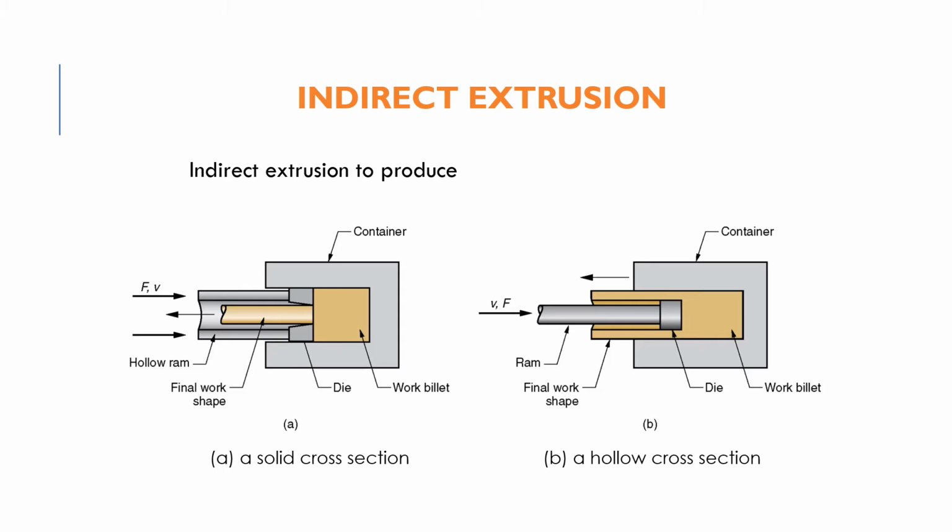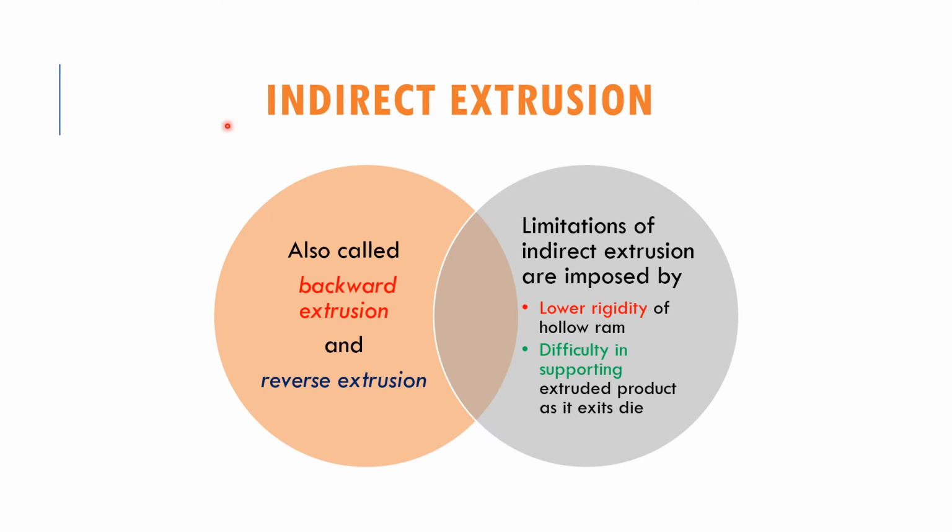For indirect extrusion, it is also called backward extrusion. This is because of how the workpiece comes out after the extrusion process, where it is inverse to the force. Meaning that it is reverse in direction, so it is also called reverse extrusion.